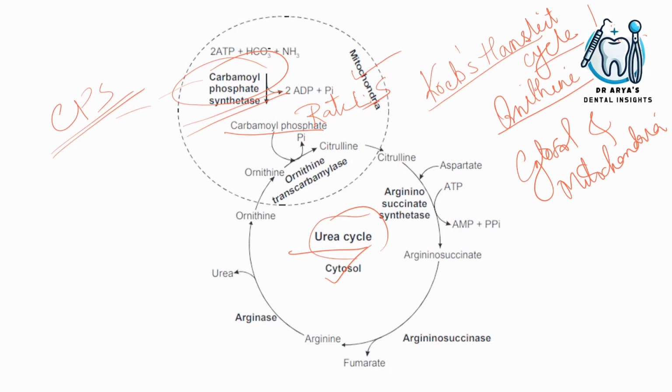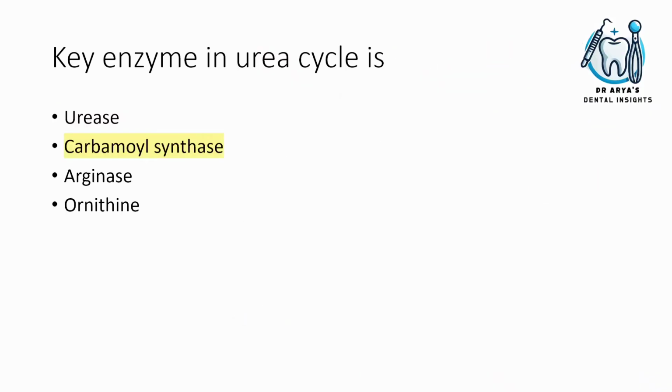Then it enters the mitochondria and continues the cycle. So the steps up to the conversion of ornithine to citrulline occur in the mitochondria, and the rest of the steps occur in the cytoplasm. So this is the Krebs-Henseleit cycle or urea cycle. So the key enzyme is carbamoyl phosphate synthetase.